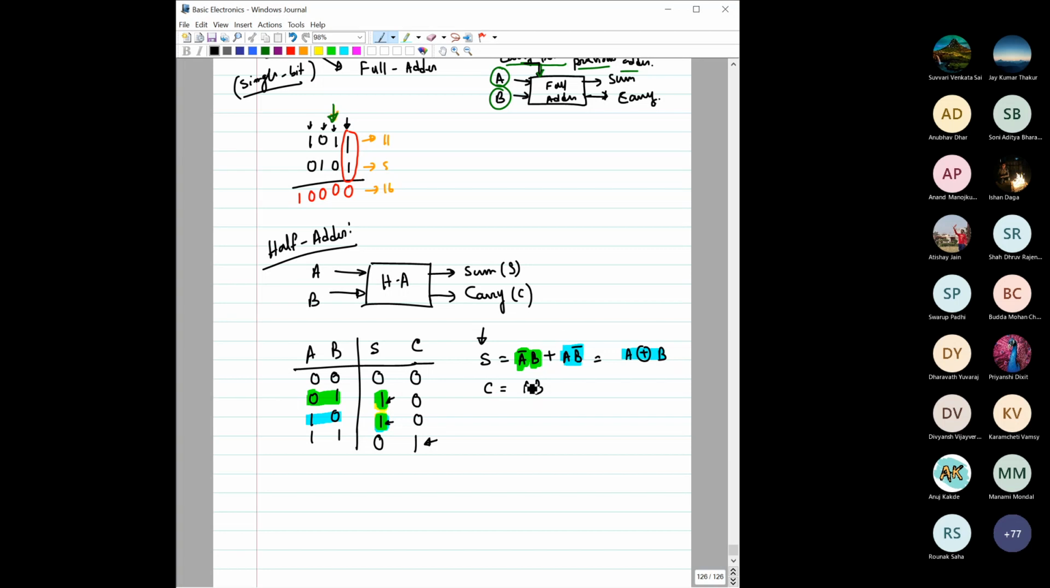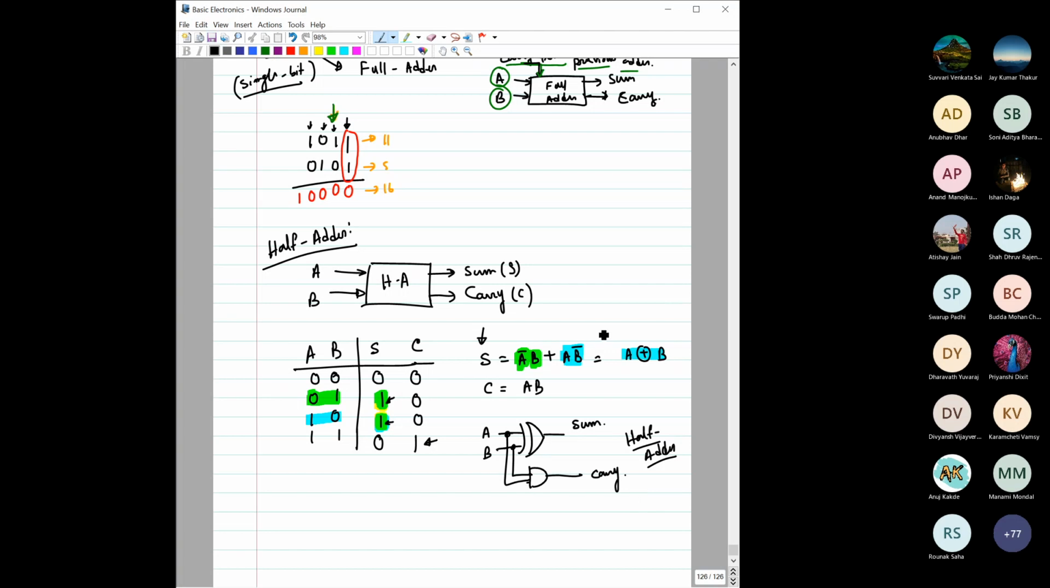So what will be the circuit if you want to really make a half adder? It is pretty simple. Take an XOR gate, give here A and B, that will give you sum. Take this A, take this B, and use an AND gate, and that will give you carry. So as simple as it is, right? This is basically a simple half adder circuit you can make.